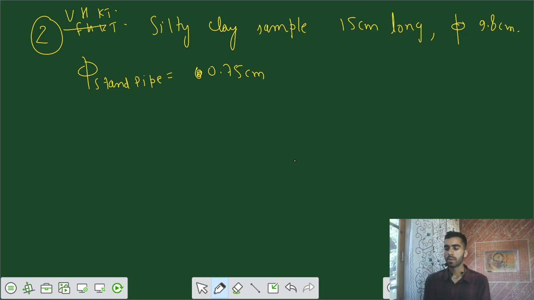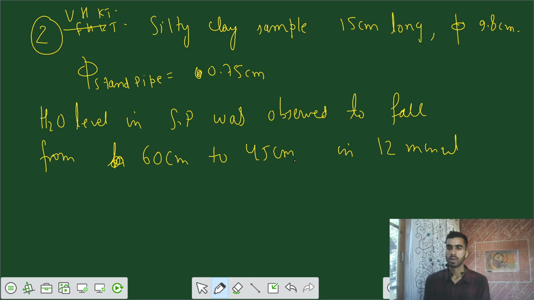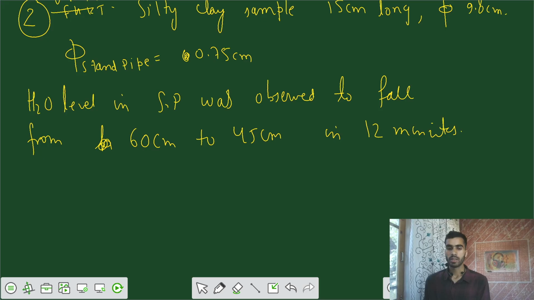The water level in the standpipe was observed to fall from 60 centimeters to 45 centimeters in time t equals 12 minutes. In 12 minutes, the fall of height is from 60 centimeters to 45 centimeters, that is a 15 centimeter difference. Now we need to determine, number one, the value of permeability in meters per day.